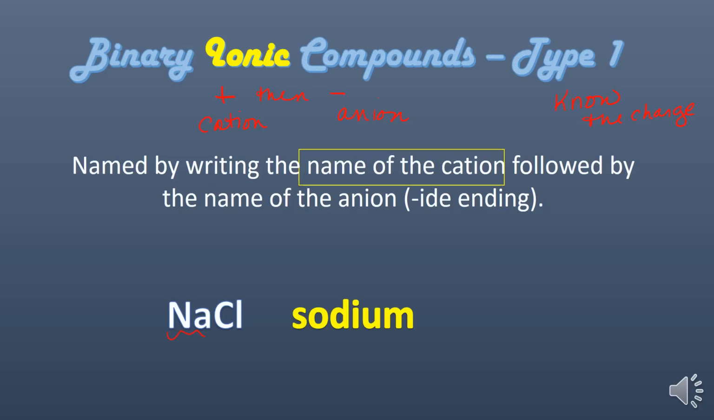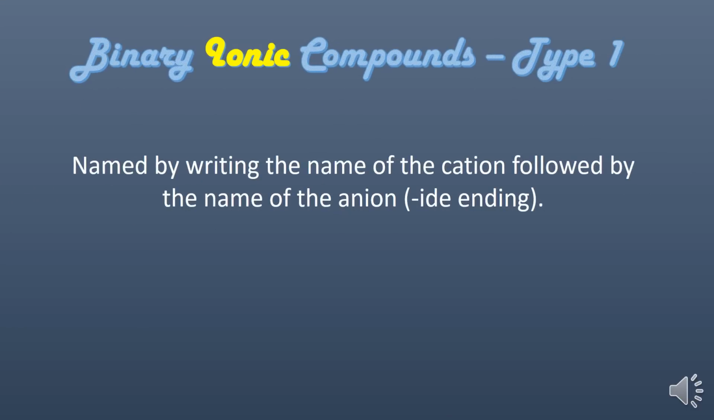Because it's better to be positive, that's why the cations go first. Okay, back to where we were, sodium. Now, we simply name the anion, and we change the ending to "ide." So chlorine becomes chloride. These are the easy ones.